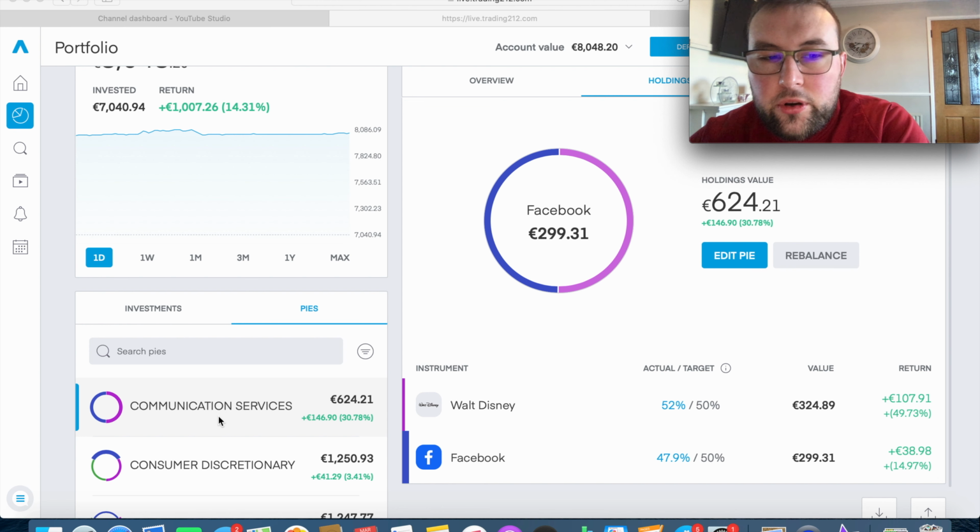So firstly, we have communication services. We have €624 or so invested and are up 30.7%. The two companies are Walt Disney and Facebook. Walt Disney is up about 40 or so percent and Facebook is currently up just under 15%.